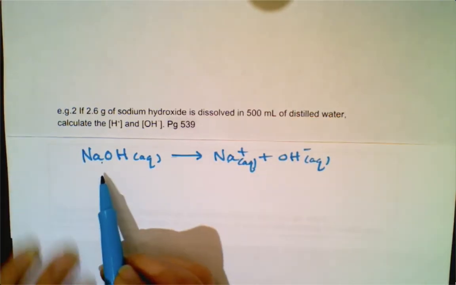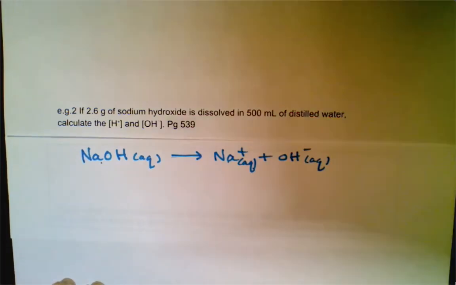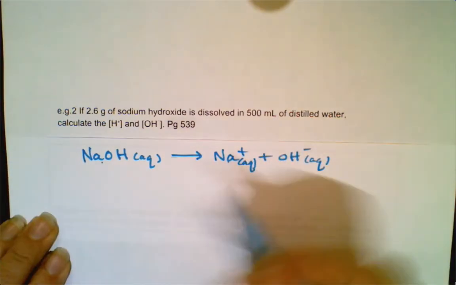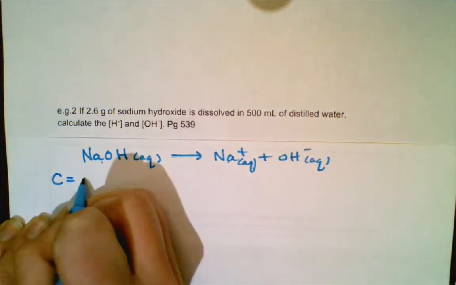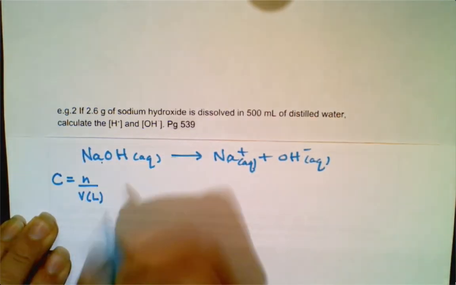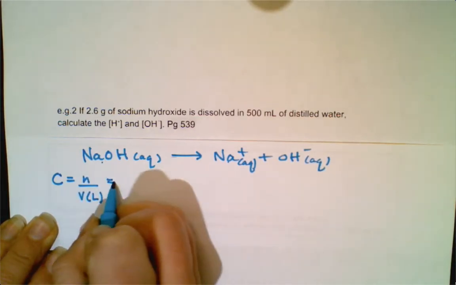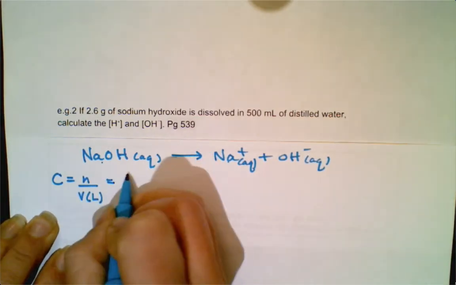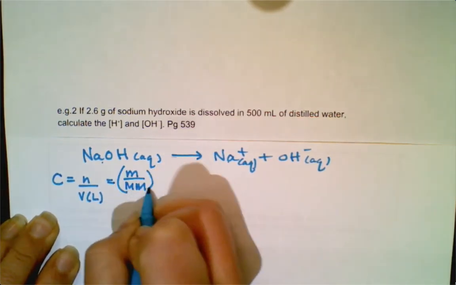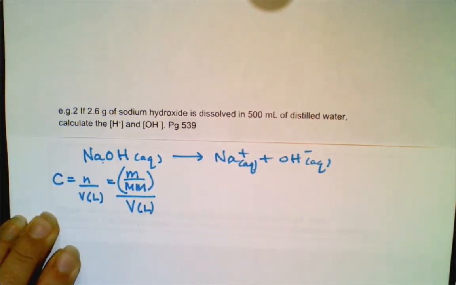What we need is to know the molar concentration of sodium hydroxide before we begin. They give us the mass and they give us the volume. So we must calculate concentration equals moles over volume. We don't have moles, but we can replace that, knowing that to calculate moles from mass, we need mass divided by molar mass on the top, and we have volume in liters on the bottom.